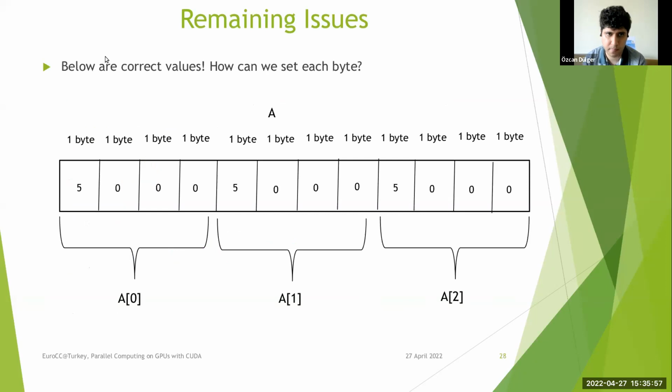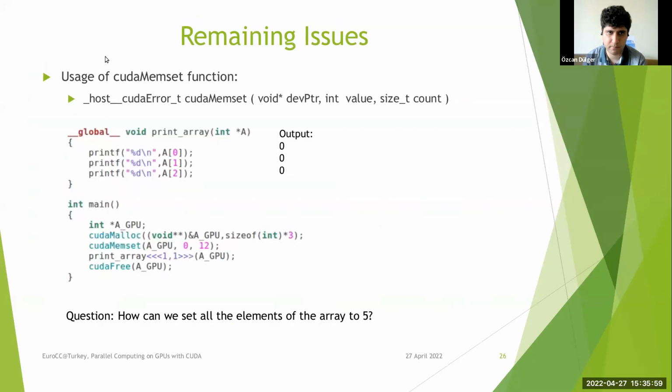Okay, sweet. Let's start with the first issue, which is the usage of the CUDA memset function. This is the prototype of the CUDA memset function. It takes a device array and the number that will be set to that array, and the count is the number of bytes that will be set to the given value.